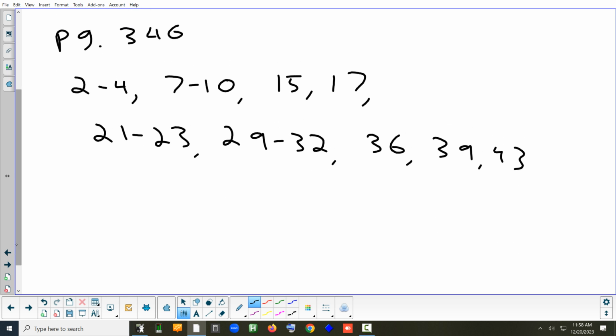Okay, so as far as homework, I'm not going to worry about the homework from the first part of what we did, graphing the phase shift, period change and amplitude change. That is on the test. The only homework is going to be page 340.